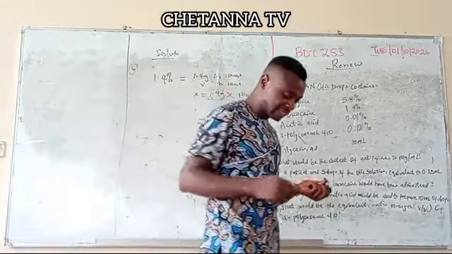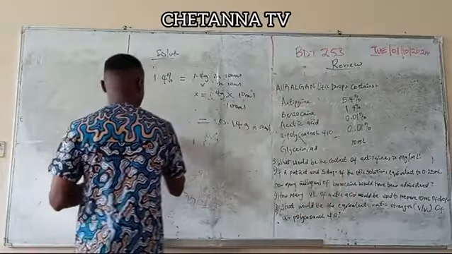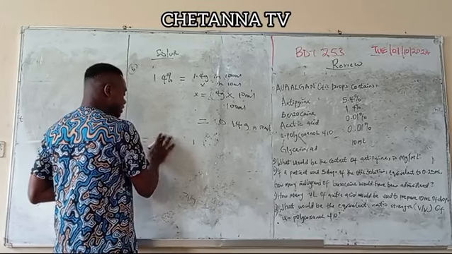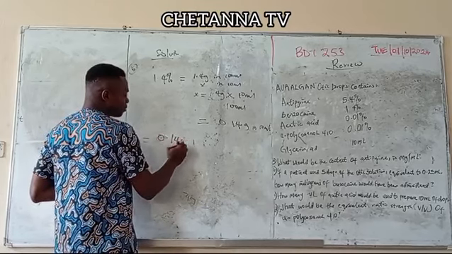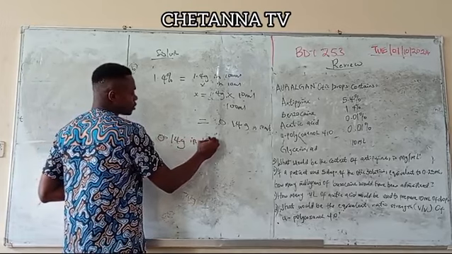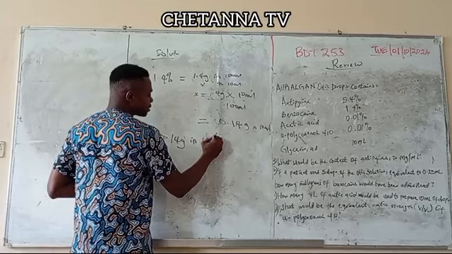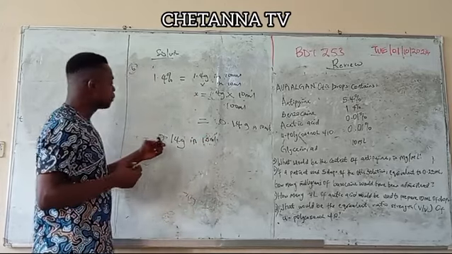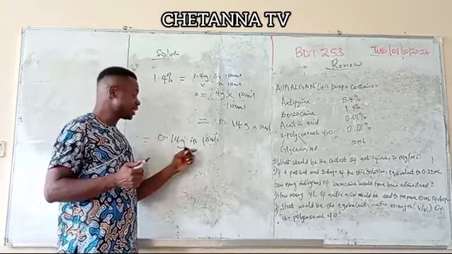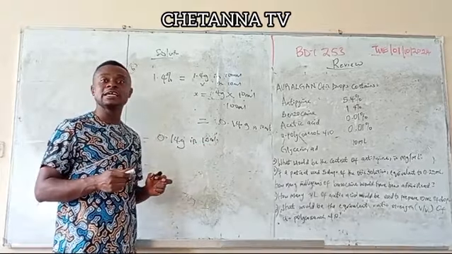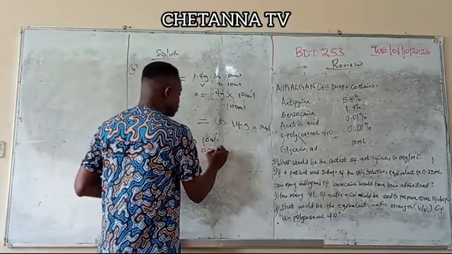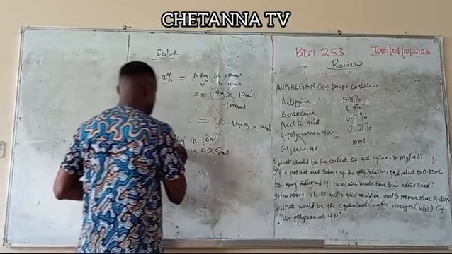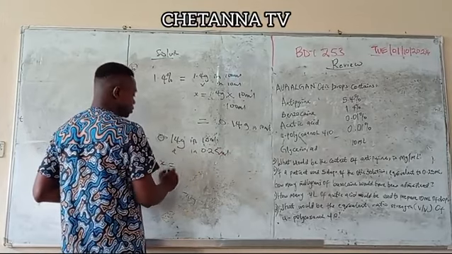Can you see the board clearly? If you have 0.14 gram of benzocaine in 10 mil, how many gram will be in 0.25 mil, right? So X is now equal to what?